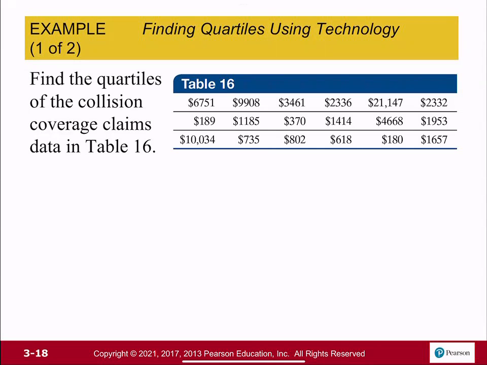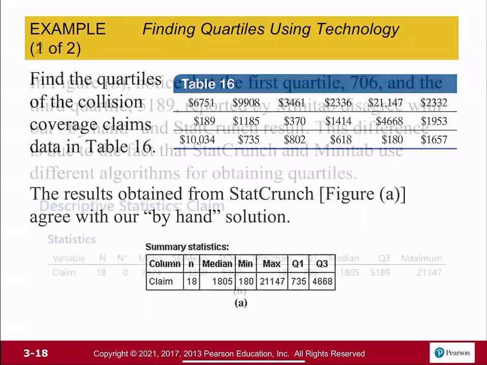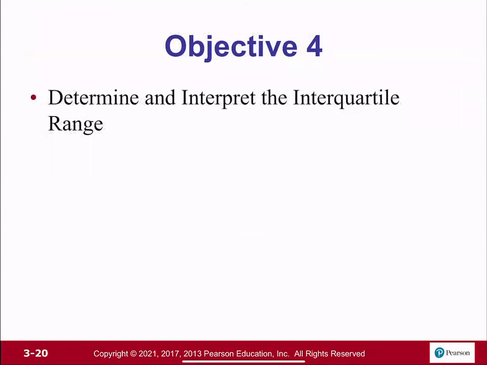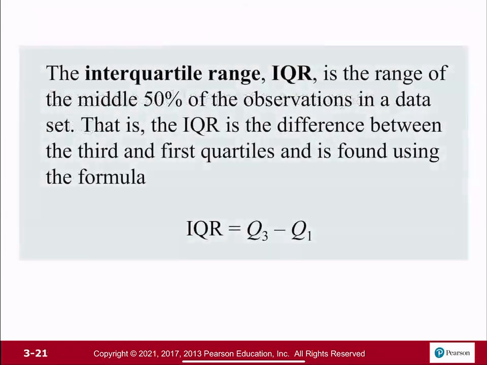So this one's a little bit different. So 1, 2, 3, 4, 5, 6, still 18. This is using StatCrunch, using a couple of other models. But now we have our interquartile range. So now that we know how to find our Q3 and Q1, our interquartile range is going to be the difference between those two. So interquartile range is the range of the middle 50%.